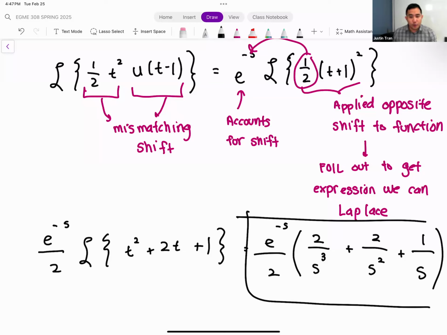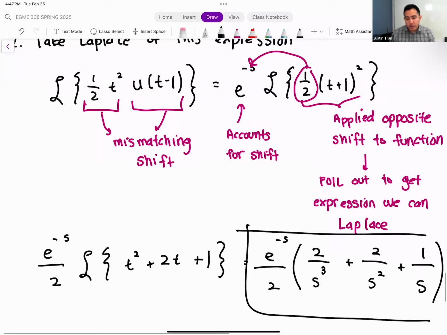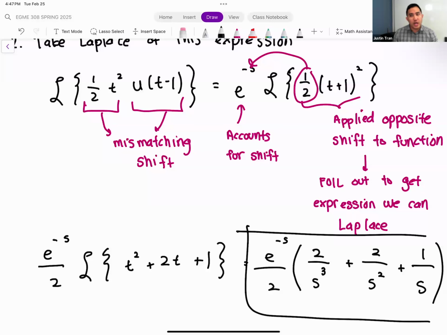All right, question in the chat. So once foiled, then we just use the table of Laplace transform to get the solution. Yeah, that's exactly right. So the reason we foiled it is because there's no Laplace transform of t plus a quantity squared. And so we needed to FOIL it out to get these individual t terms. And then we can use the table of Laplace transforms. Any other questions on this example here?